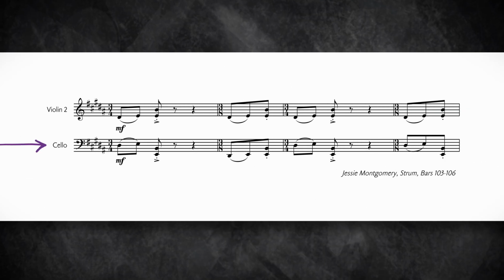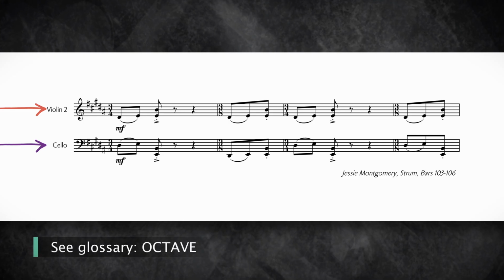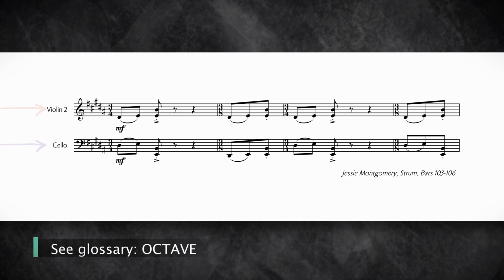The cello joins in with the second violin, playing the same notes, but in a lower octave. Meanwhile, the first violin is playing pizzicato chords to add some texture and harmony to the music. Let's take a listen to that passage of music all together.